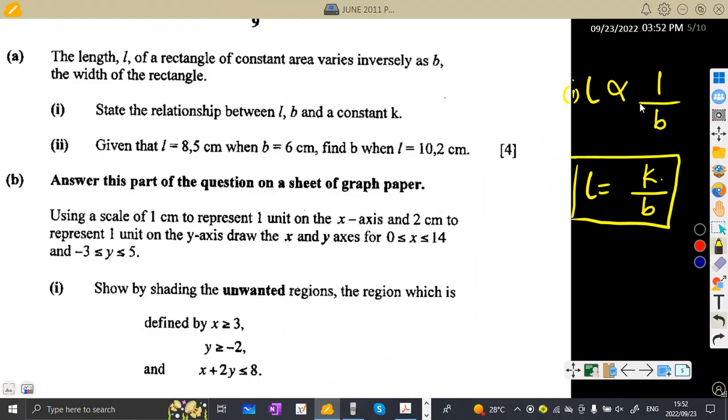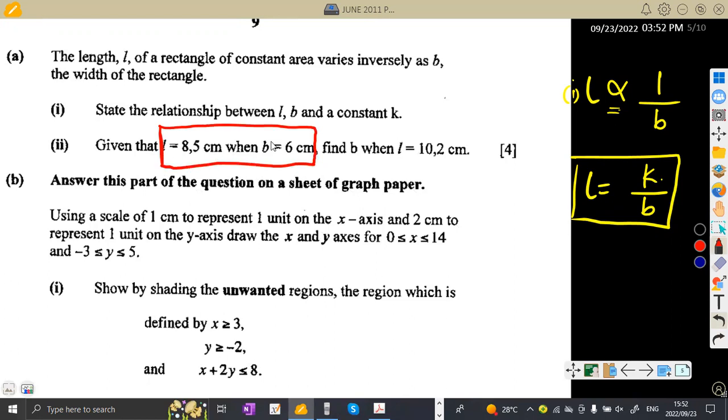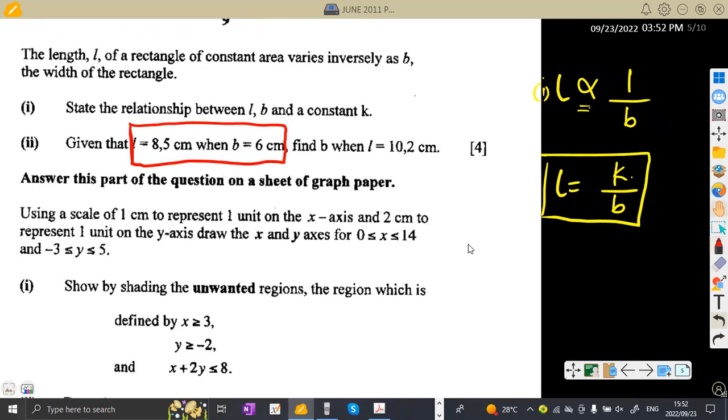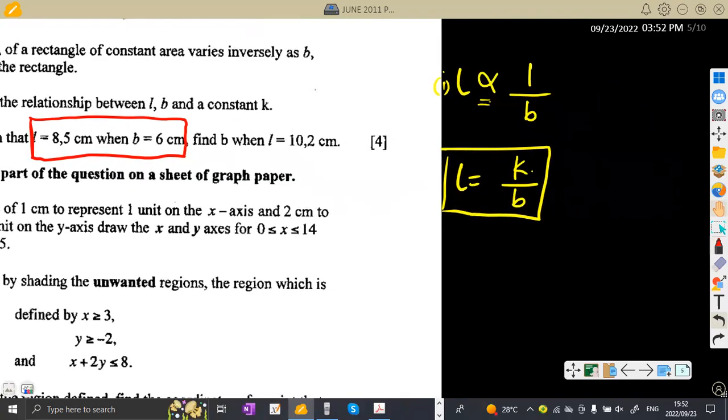Remember, when you introduce the equal sign, that's where you introduce the constant. Okay, so item 2, we are given the value of L and the value of B, then find B if L is 10.2. So from the information that you are first given, you must find the value of K from the complete information. You use that one to find the value of K.